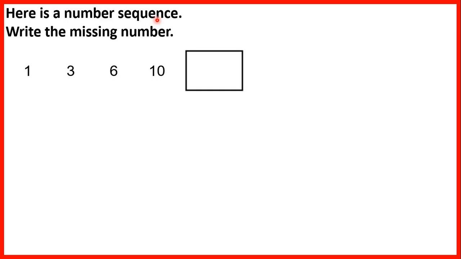Here is a number sequence. Write the missing number. We have 1, 3, 6, 10. The numbers are getting larger, so let's see if it's an addition sequence. 1 plus 2 is 3, 3 plus 3 is 6, and 6 plus 4 is 10. So we can see that the number that we're adding is increasing by 1 each time. We've added 2, then 3, then 4, so if we add 5, we get 15 as our missing number.